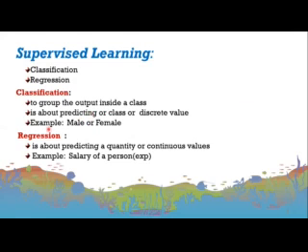The next one is regression. Regression is about predicting a quantity or continuous values. Classification is just predicting the class only, but here it is about predicting a quantity or continuous value. For example, you can say the salary of a person based on the work experience. Let's go for another example, and we'll get more clarity about classification and regression.